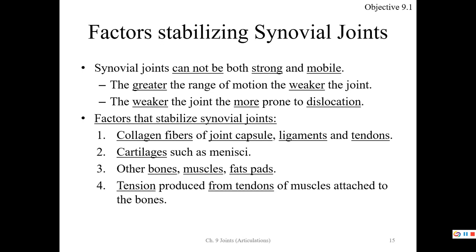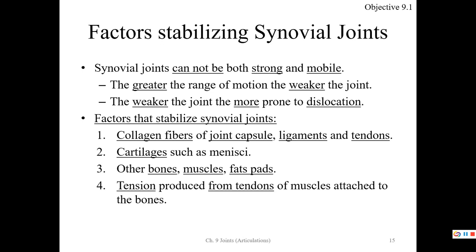So what we want to do is not let this happen if we can. We want to try to stabilize it and make sure this joint can keep its stability. We can do that by adding things like the collagen fibers of the joint capsule. We can take ligaments and tendons, whose collagen fibers go in and give extra strength. Then we could take cartilages like the menisci and stabilize the joint as well. We can use other bones, for example, the fibula comes in and helps stabilize the knee joint.